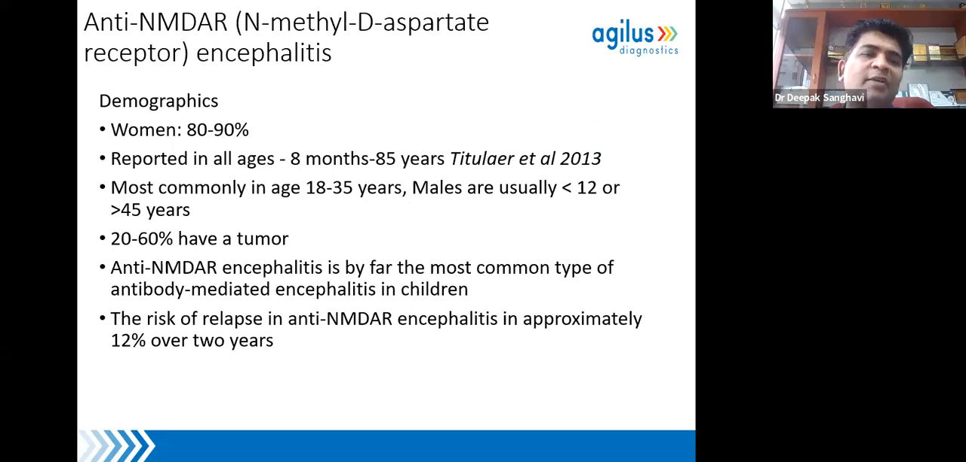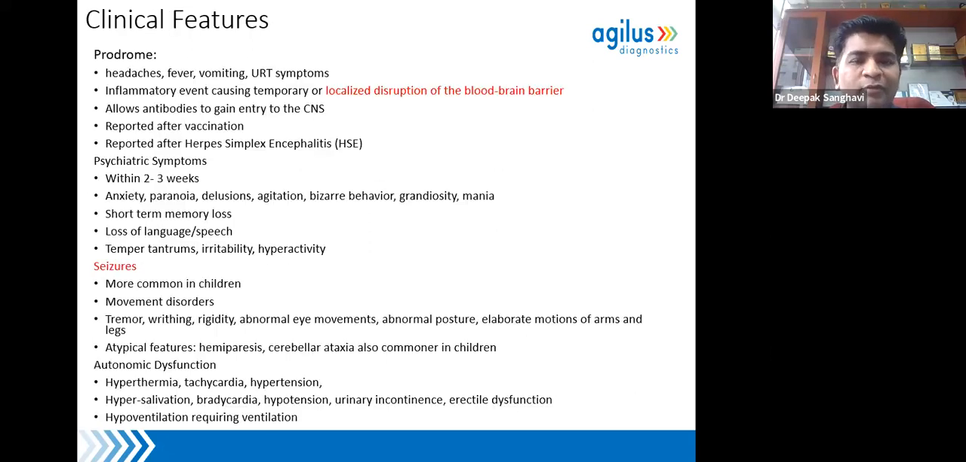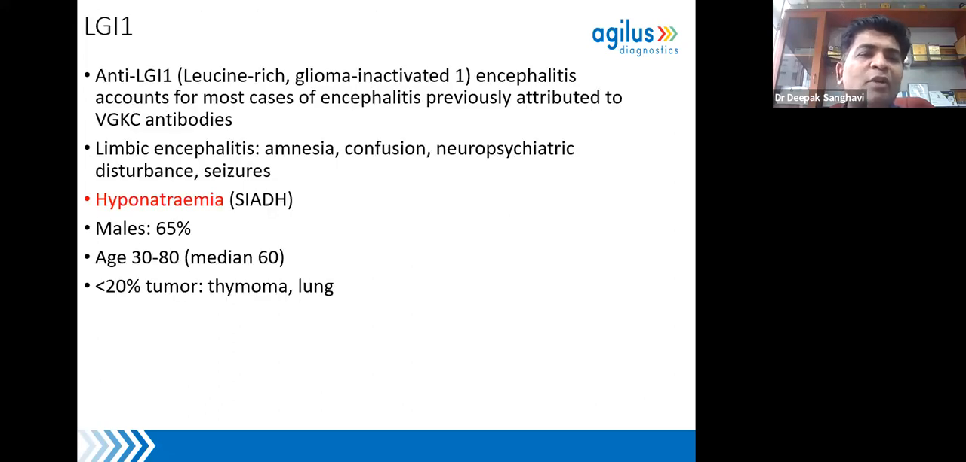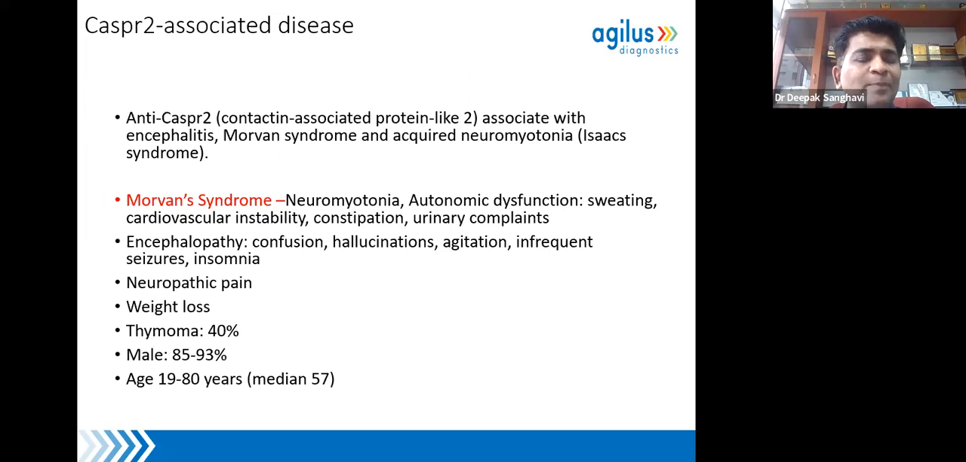We have put many things in our IR of the report format also. So these are the clinical conditions we have to know, in which of the antibodies seizures will be more common, that is, epilepsy will be more common, or which are the conditions where psychiatric symptoms will be more there. So this is mainly about the history part of it and what antibodies will correlate. This is about LGI1, where you will mainly find hyponatremia, and the associated tumors will be thymoma or lung tumors. Caspr2 antibody also will be mainly seen in Morvan syndrome, again repeating the same thing.